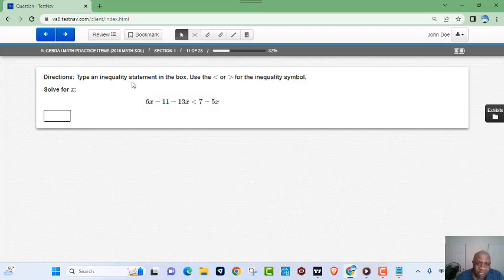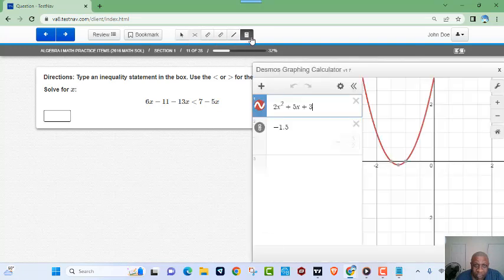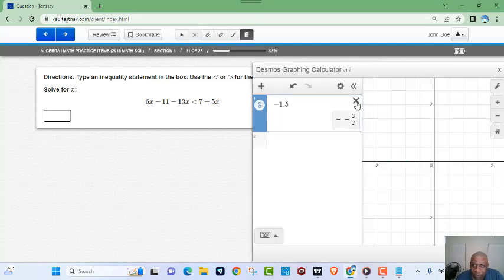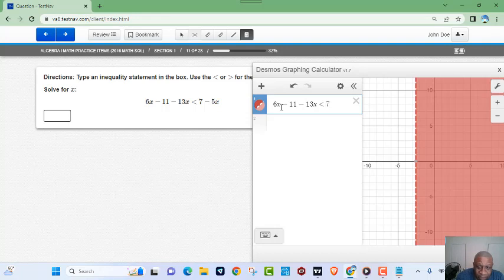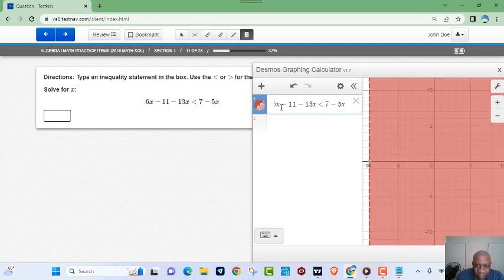Okay, type an inequality statement in the box. Use the less than or greater than for the inequality symbol. Solve for x. Okay, let's bring this up in Desmos here. Let's clear out this previous info. Put this back to home. All right, what do we have? We have 6x minus 11 minus 13x is less than 7 minus 5x.